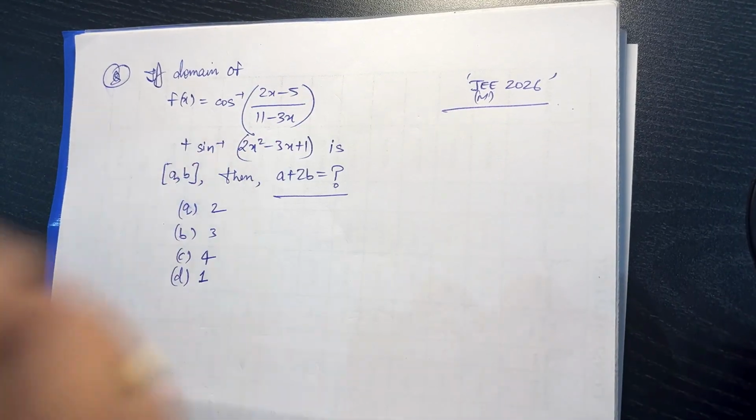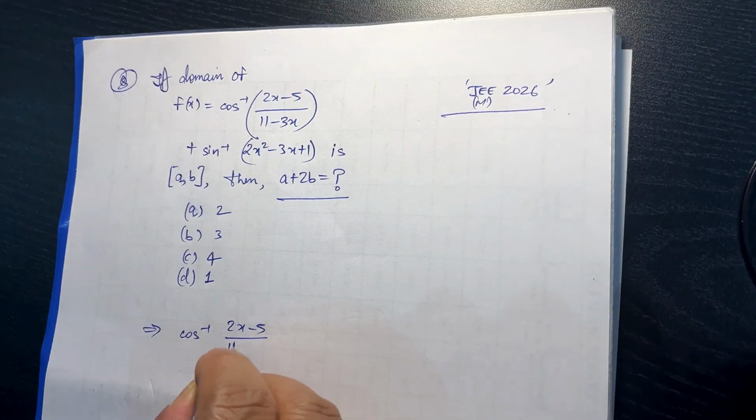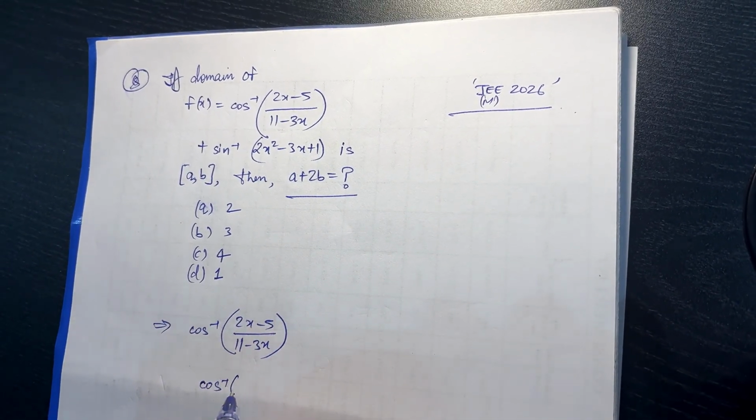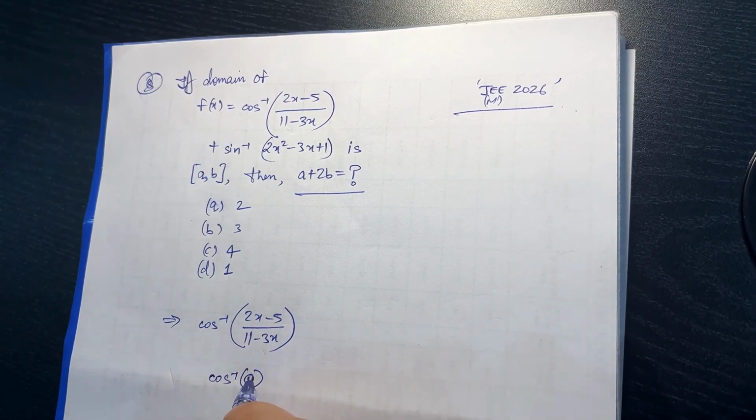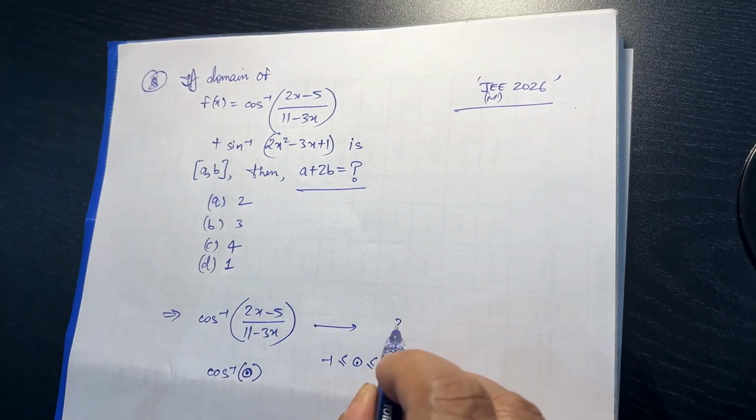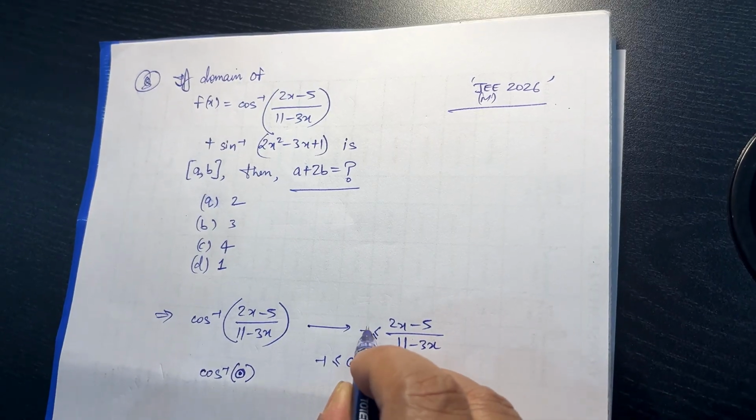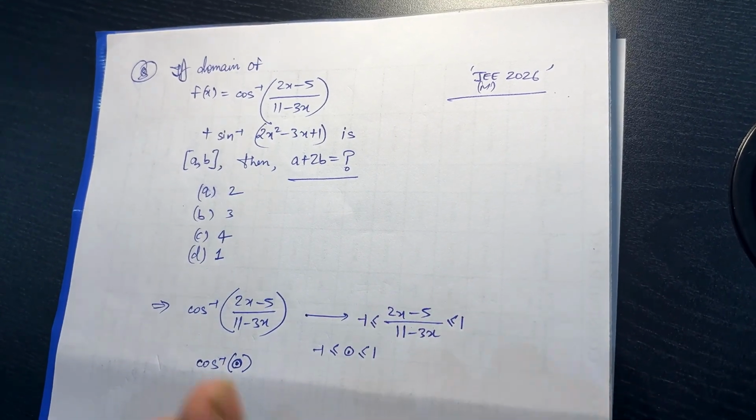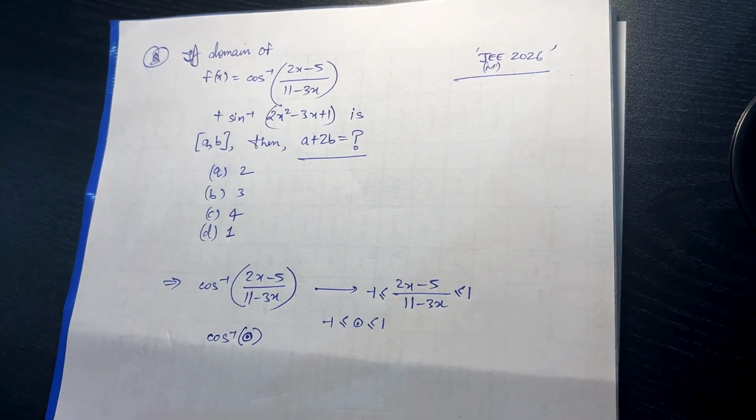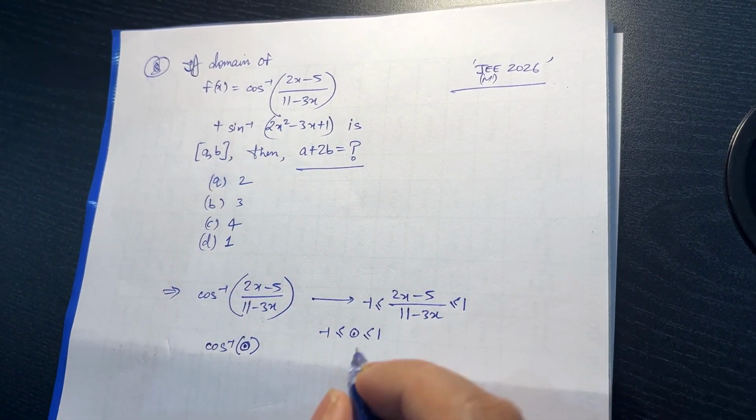So let's first focus on cos inverse of (2x minus 5)/(11 minus 3x). If the function is cos inverse of something, this something should belong between minus 1 and 1. So according to this, (2x minus 5)/(11 minus 3x) should lie between minus 1 and 1. That's what we know. If we have a function cos inverse t, the parameter t should be between minus 1 and 1. That's the domain for a normal cosine inverse function.